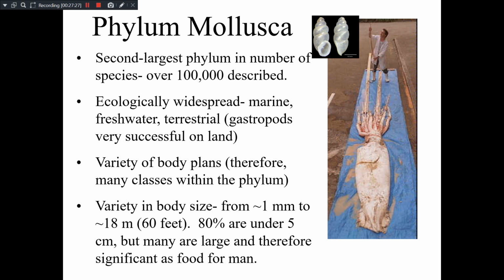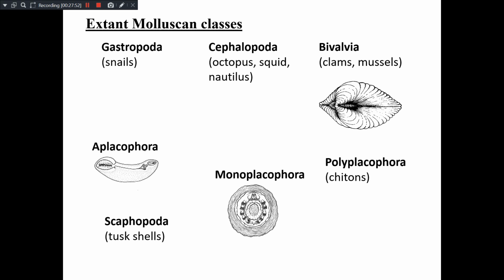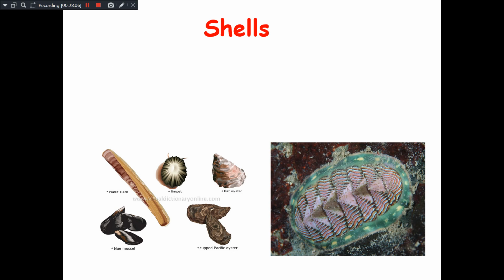The phylum Mollusca, as all of you know, has more than 1 lakh specimens described, widespread in marine habitats, and they have a variety of body plans. Their size ranges from 1 meter to 18 meters. Many are large, even small, and very significant as food for human beings. They are very important. The phylum has been divided into Gastropoda, Cephalopoda, Bivalvia, Aplacophora, Monoplacophora, Polyplacophora and Scaphopoda. These we have already decided.